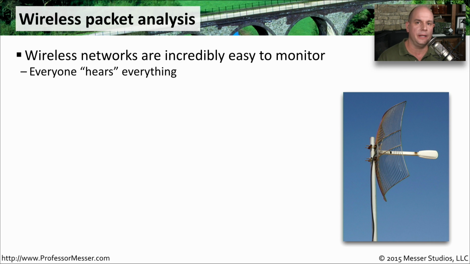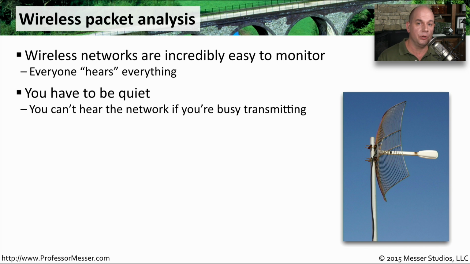Wireshark is even easier to use on wireless networks because it's radio waves. It's in the air. You don't need a tap. You don't need a switch to be able to send the information to your protocol analyzer. You're able to hear everything. The challenge you have is that your device has to be quiet. If you're sending information out on that wireless network, you're effectively overloading your receiver.